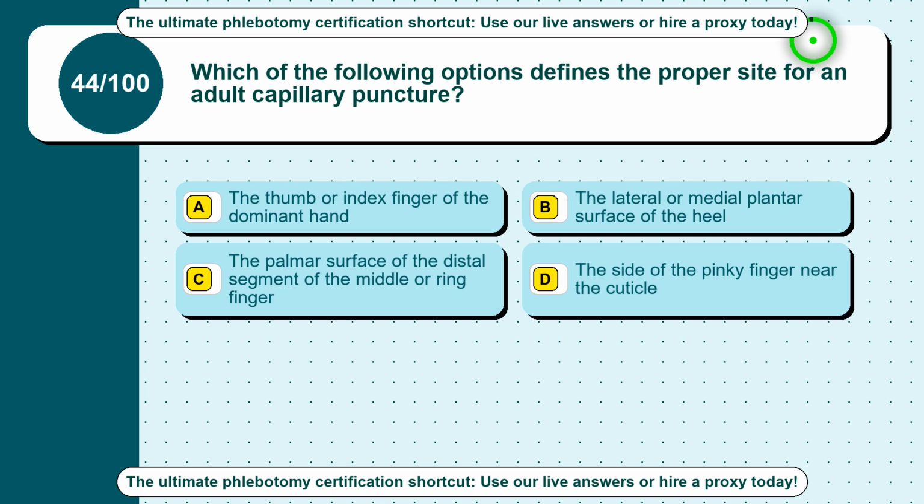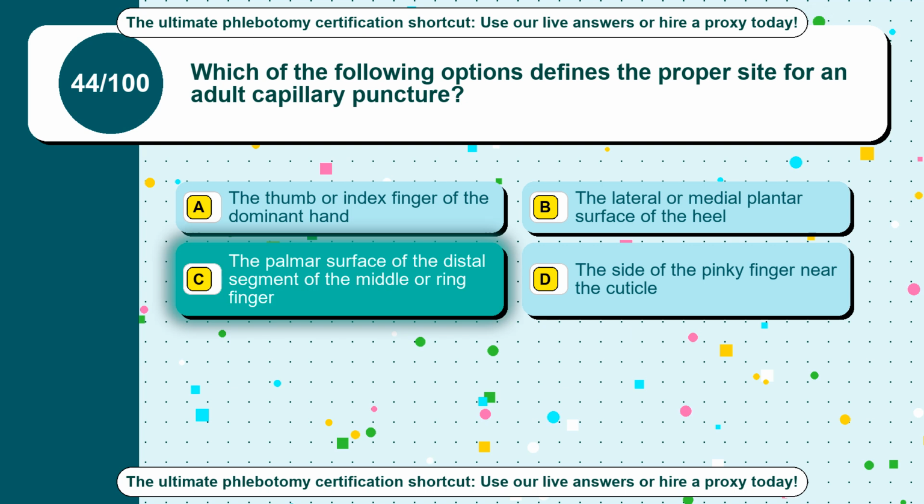Question 44. Which of the following options defines the proper site for an adult capillary puncture? Option A. The thumb or index finger of the dominant hand. Option B. The lateral or medial plantar surface of the heel. Option C. The palmar surface of the distal segment of the middle or ring finger. Option D. The side of the pinky finger near the cuticle.